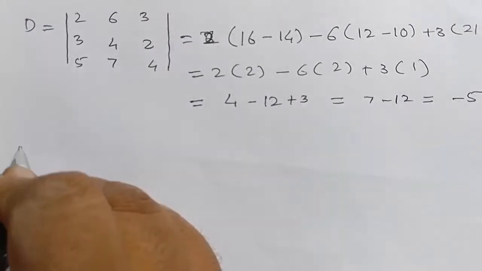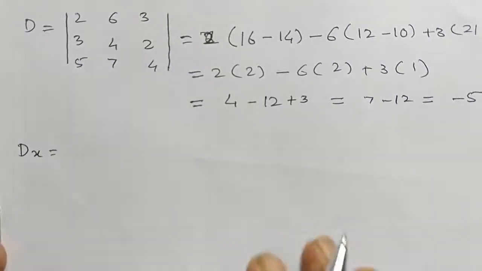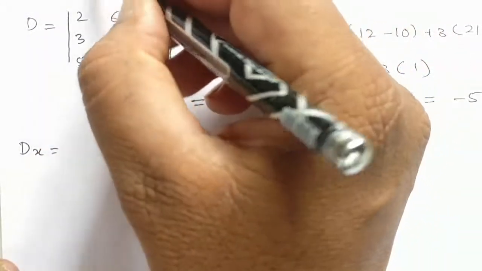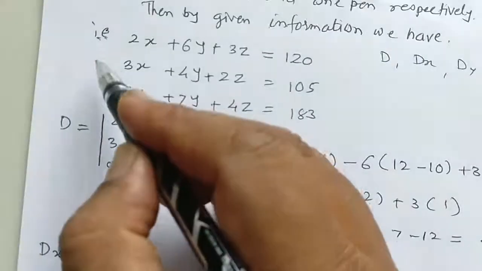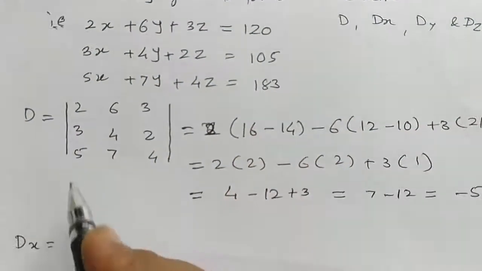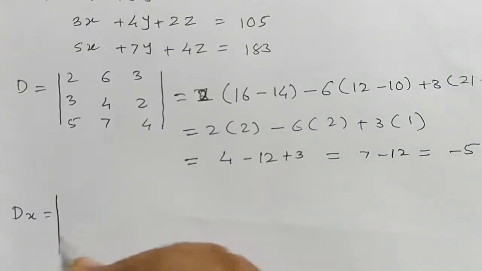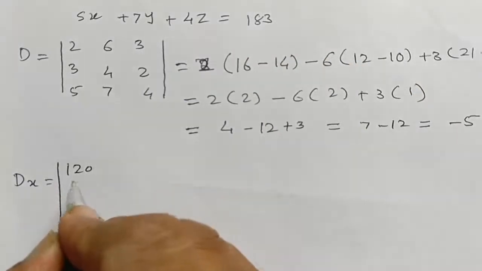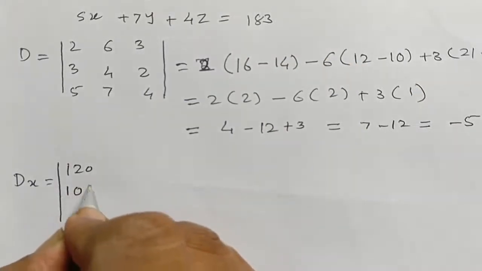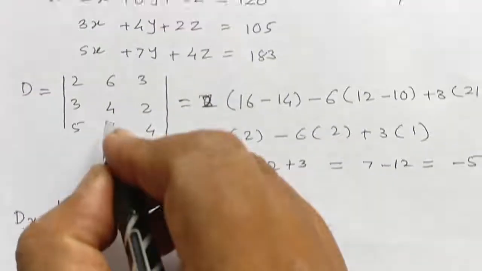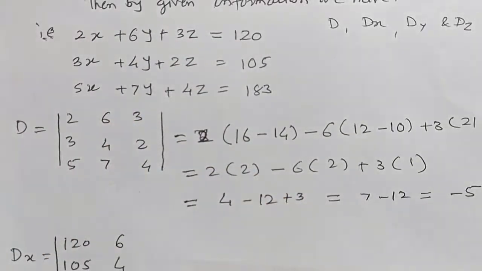Now we find the determinant Dx. It is obtained from the determinant D by replacing the coefficient of x by the constant terms. So this is equal to 120, 105, 183. Remaining columns are the same: 6, 4, 7, 3, 2, 4.